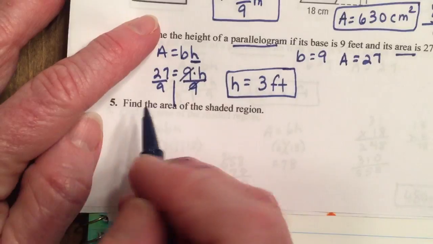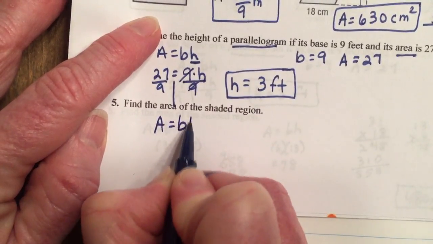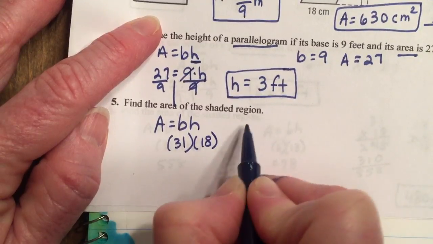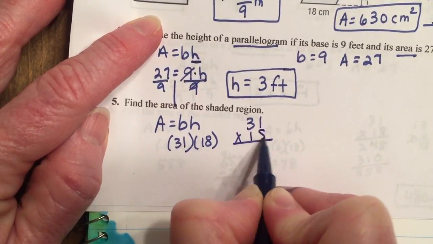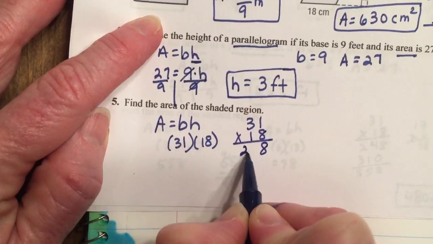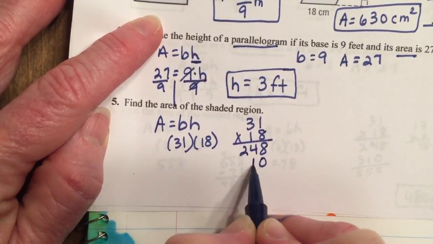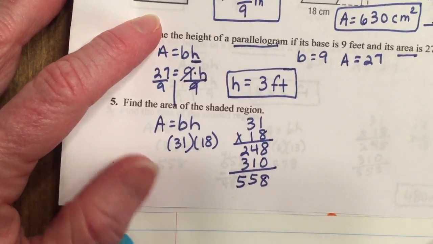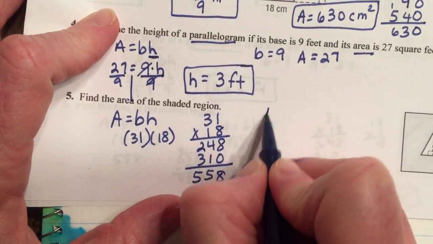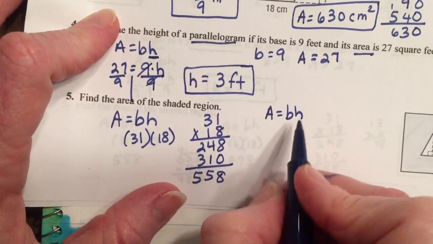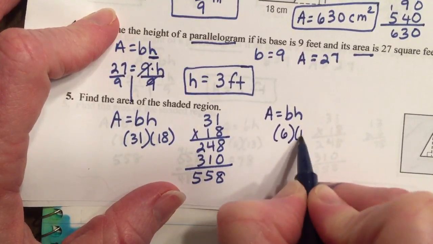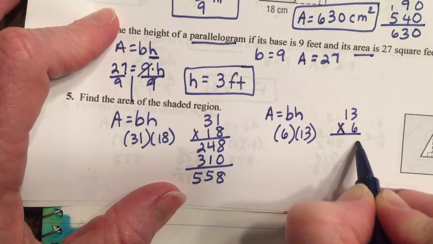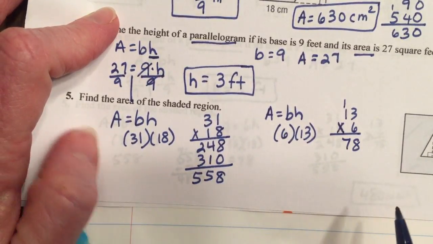So let's try that. The area of the rectangle, base times height, I need to multiply 31 times 18. So 8 times 1 is 8, 8 times 3 is 24. Start with a 0, 1 times 1 and 1 times 3. When you add these up, you get 558. I'm going to do the same thing with the smaller parallelogram. You need to multiply 6 times 13. So 13 times 6, 18, carry 1, 78.